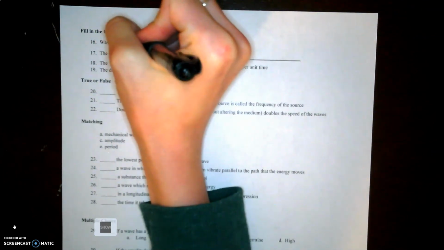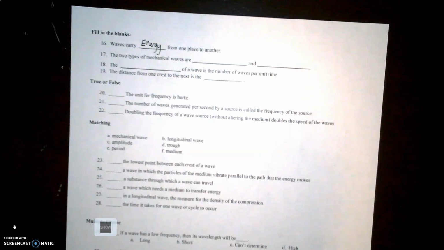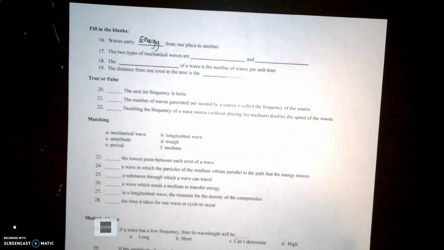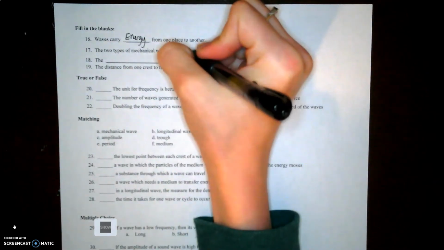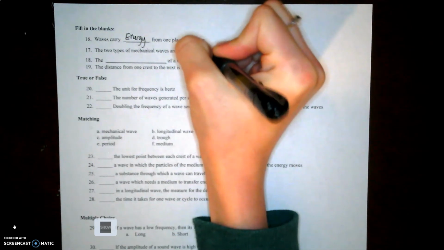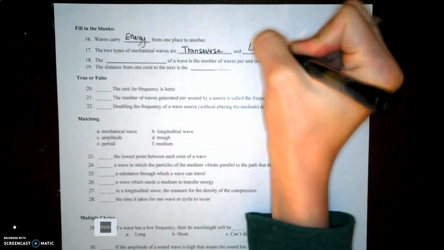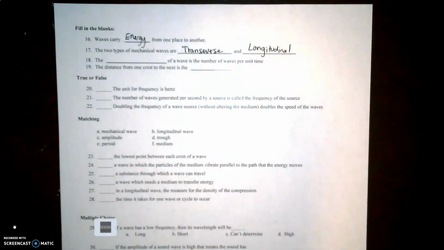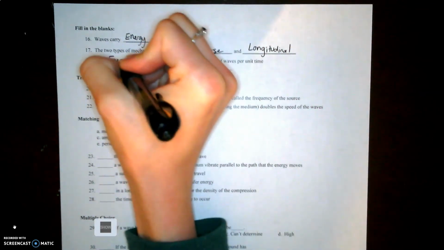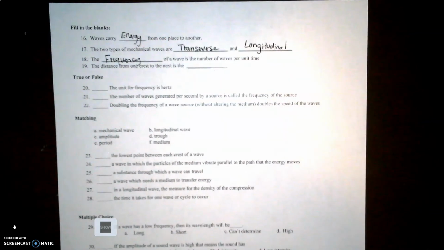So let's look at this fill in the blank. Waves carry energy. The two types of mechanical waves, so again, mechanical waves mean that they need mediums, solid, liquid, or gas, to travel through, and that is transverse and longitudinal. The blank of a wave is the number of waves per unit of time. That would be frequency. And the distance from crest to the next would be wavelength.